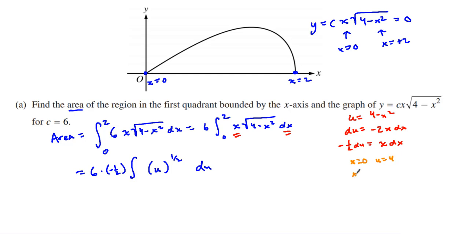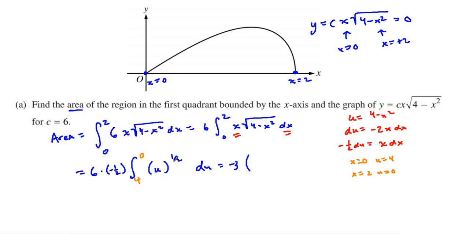And we also need to plug in 2. So when I plug in 2, 4 minus 2 squared, when x is equal to 2, u is equal to 0, which means my values are going to be from 4 to 0. And now I can do my integration. Integration celebration. And so 6 times negative 1/2 is negative 3.